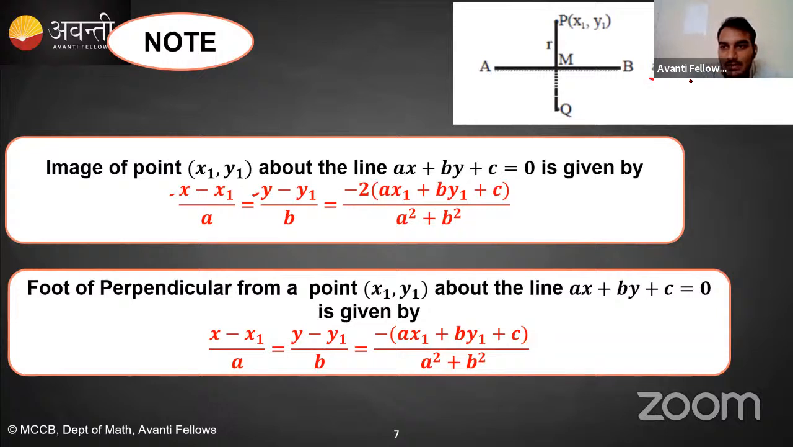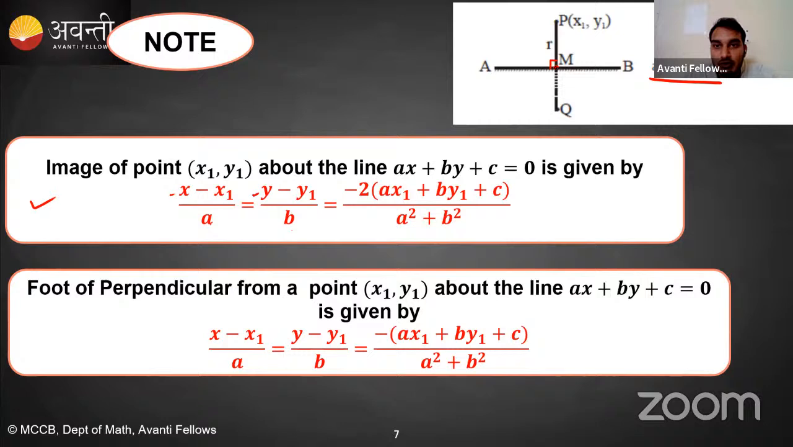Look, the line is ax plus by plus c equal to 0, and the point (x1, y1) is given. I need the image of point P about line L. So (x minus x1) by a, (y minus y1) by b, is equal to minus 2 times, putting the point P in my line L, (ax1 plus by1 plus c) upon (a square plus b square). Is this clear?